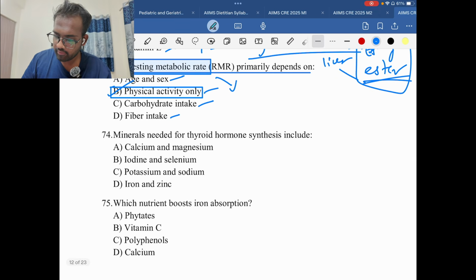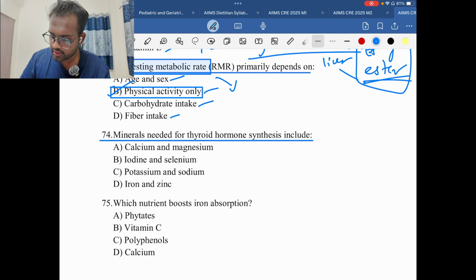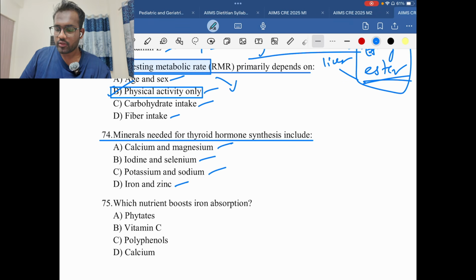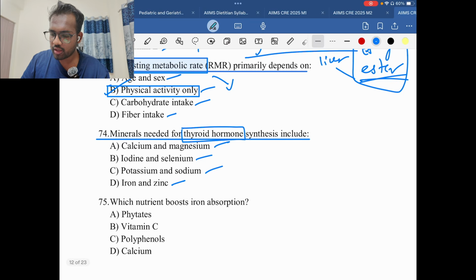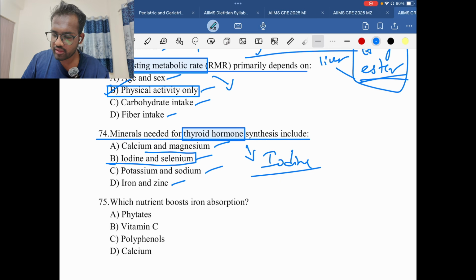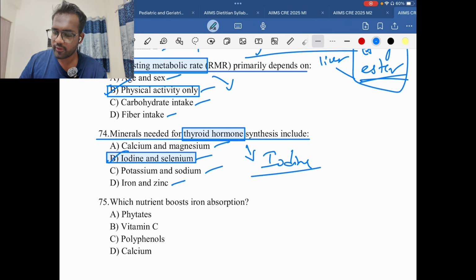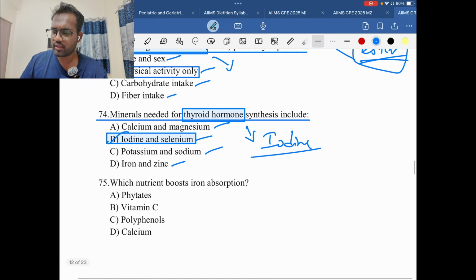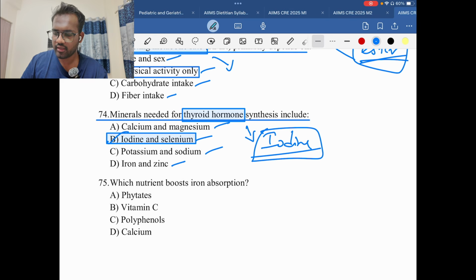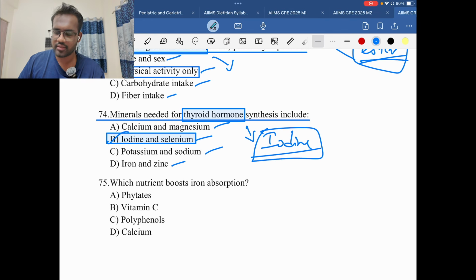Question number 74. Minerals needed for thyroid hormone synthesis include calcium, magnesium, iodine, selenium, potassium, sodium, iron and zinc. So this is a very basic question. Whenever there is a thyroid hormone or thyroid gland, we always link it to iodine. Here iodine and selenium are present. Selenium is also helpful in thyroid hormone synthesis. It makes thyroid hormone more sensitive in the presence of selenium. So always remember iodine and selenium help in thyroid hormone synthesis. Even if you don't know what selenium is, just see that there is iodine. Iodine is directly related here. Together with iodine, if there is selenium, then always stick to that answer.